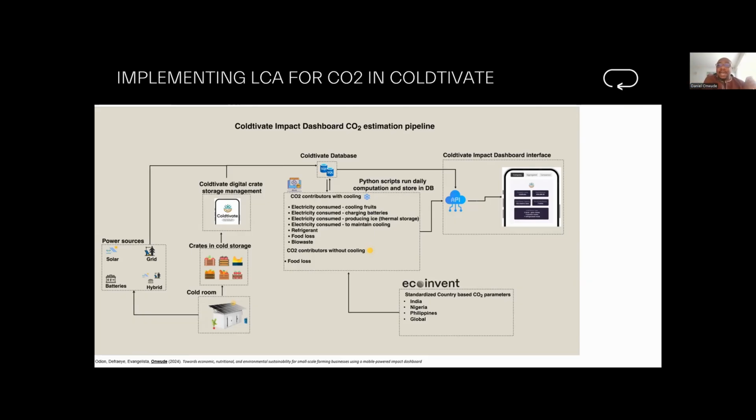To maintain credibility and comparability, these calculations draw on standardized CO2 parameters from EcoInvent, which are then adapted to specific context. So in this case, we adapted this calculation to India, Nigeria, the Philippines, and also a global average. Then finally, the processed data is made accessible through the Cultivate Impact Dashboard, which is delivered via an API-based mobile interface. So this usually gives users and stakeholders real-time visibility into the environmental footprint of their operations in order to allow them to monitor, manage, and ultimately reduce their emissions more effectively.